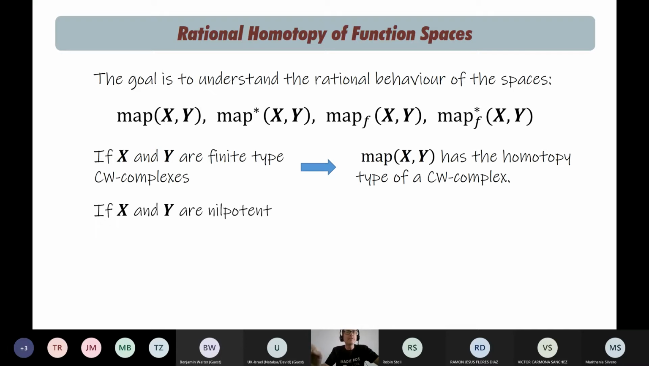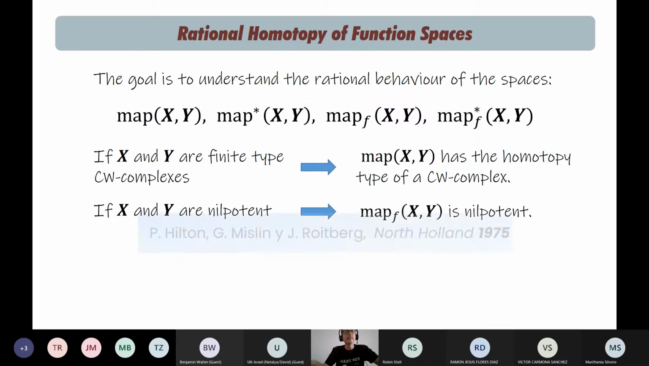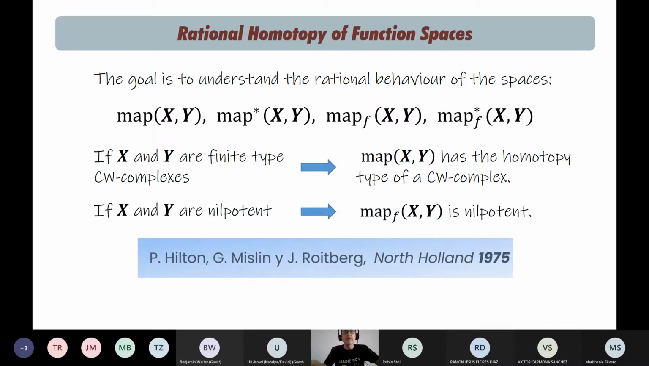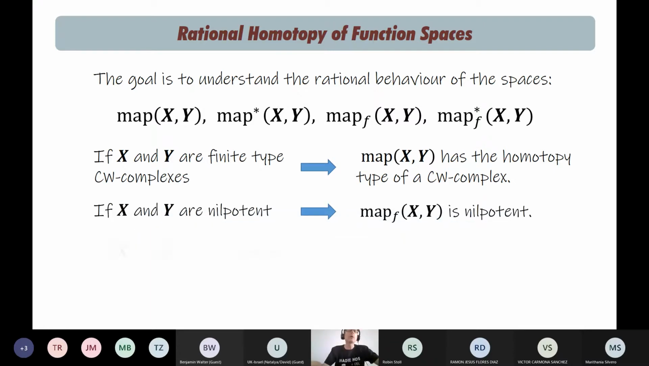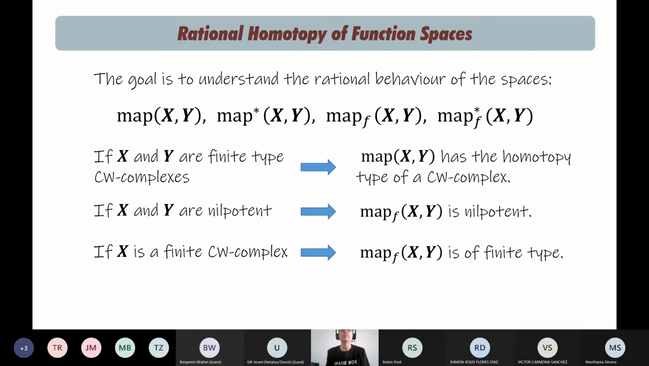Well, in fact, I think that it's only necessary to have a nilpotent target in order to have a mapping space whose components are nilpotent. This is Hilton, Mislin, Roitberg. And we also require X to be a finite CW complex in order to have a component of the mapping space which is of finite type. In fact, we need to have a source which is compact in order to have that.